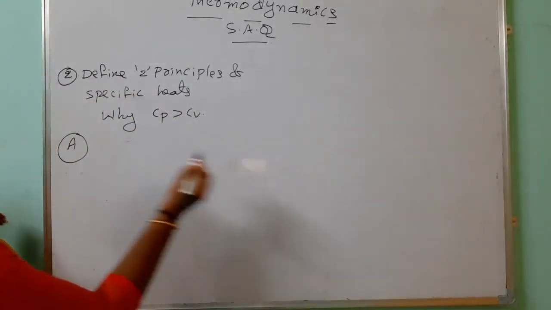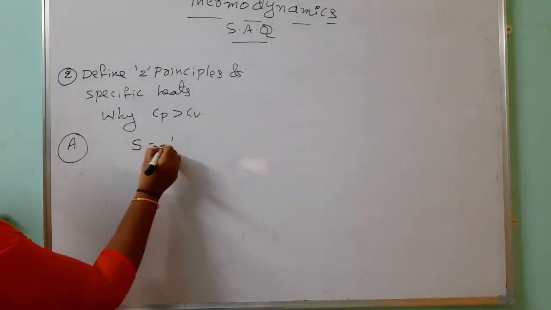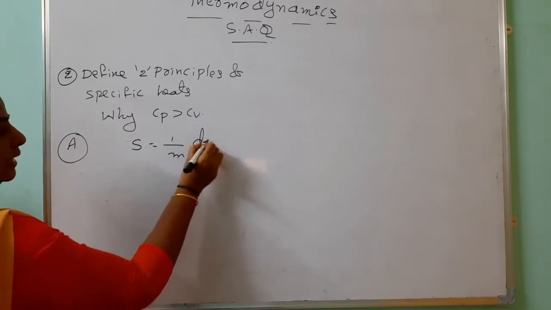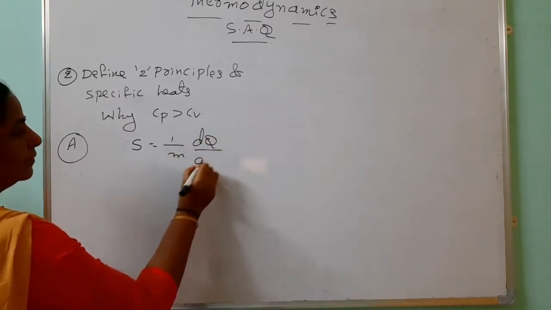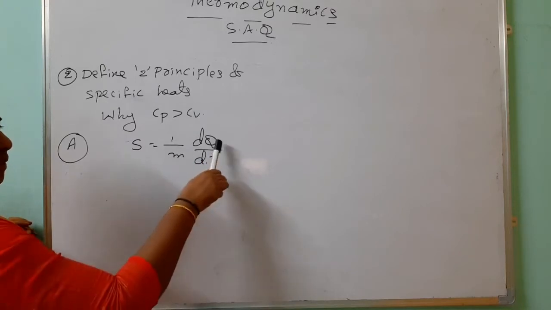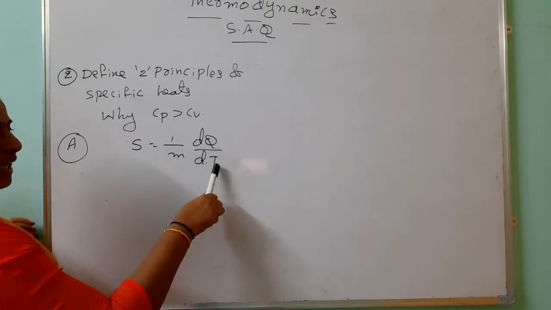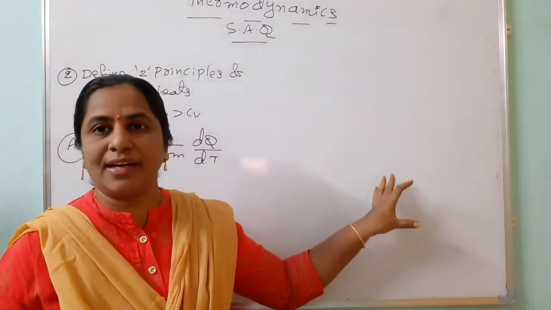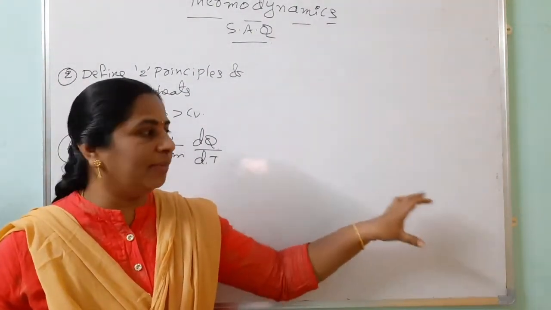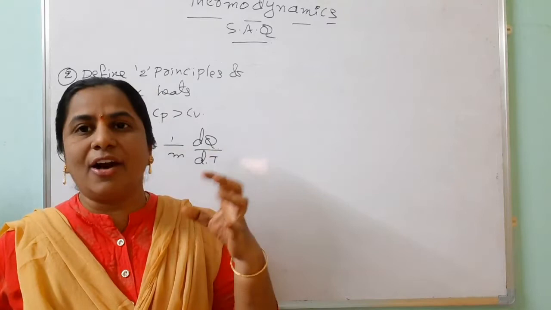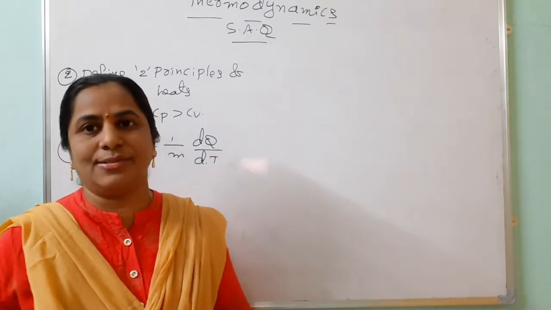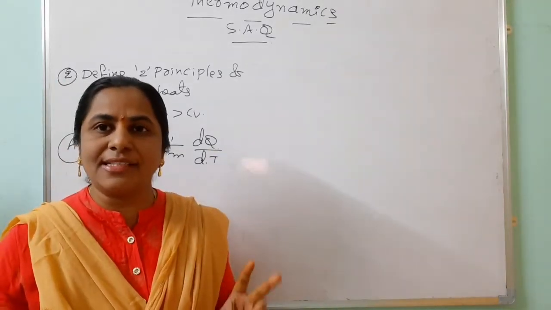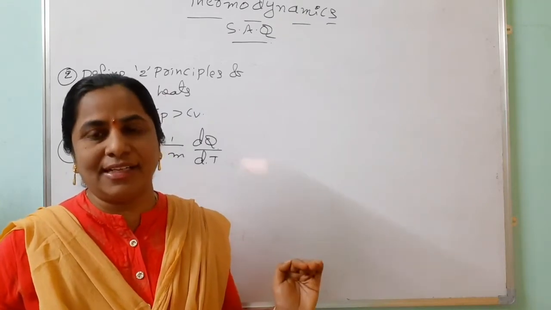The general formula for specific heat is S equals 1 by m into dq by dt. So the amount of heat energy required to raise the temperature by 1 unit degree, either Kelvin or centigrade, of 1 unit mass. This board is there. We want to increase only 1 kg of this, or 1 meter cube. Any 1 unit you are taking, how much heat energy is required? That is called the specific heat. But specific heats are of two types. One is Cp, another one is Cv.